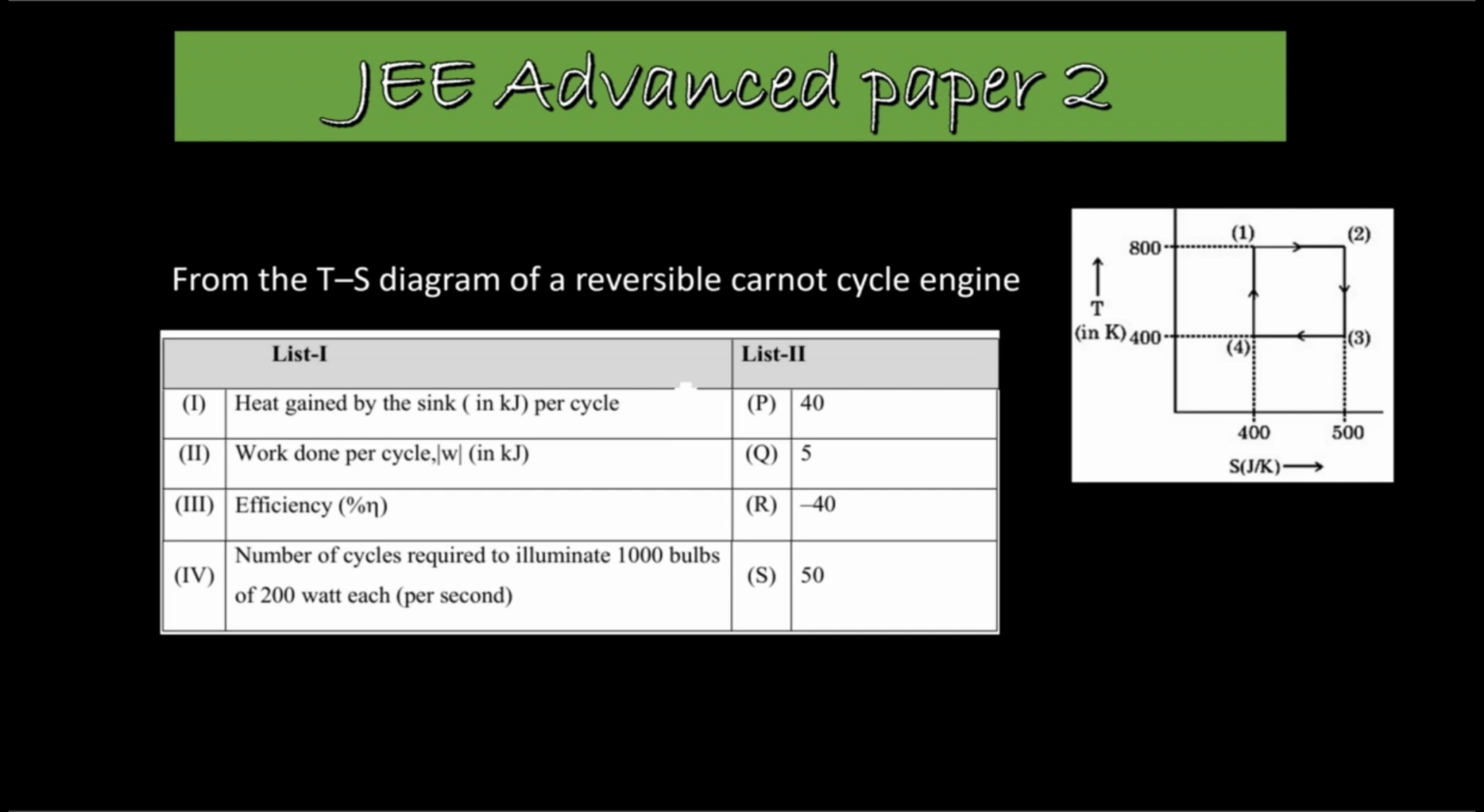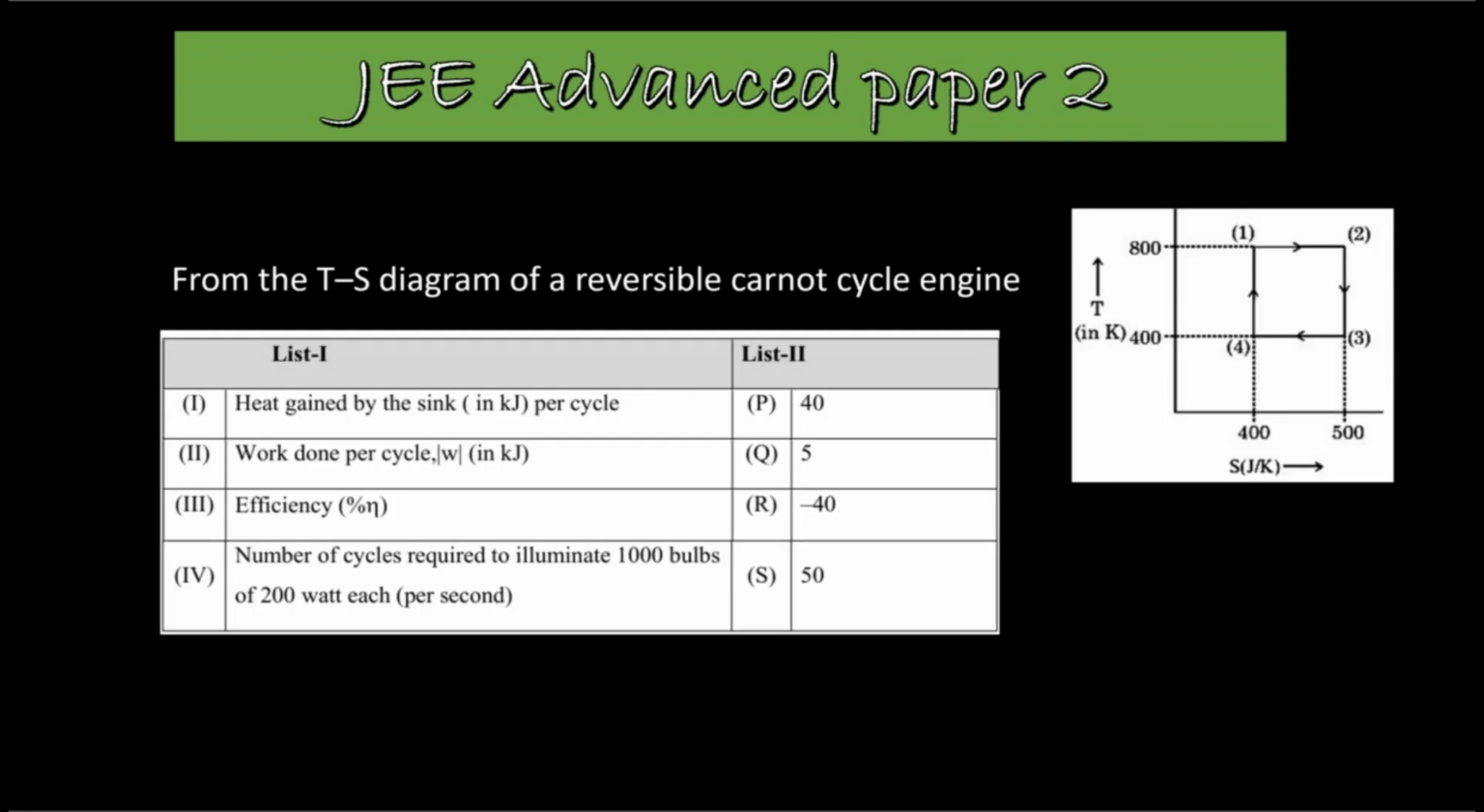Then from the TS diagram available of a Carnot cycle engine, heat gained by the sink in kilojoule per cycle. We have to match this list. So for that we have to do the calculation to find out the values, isn't it? So let's do the calculation.